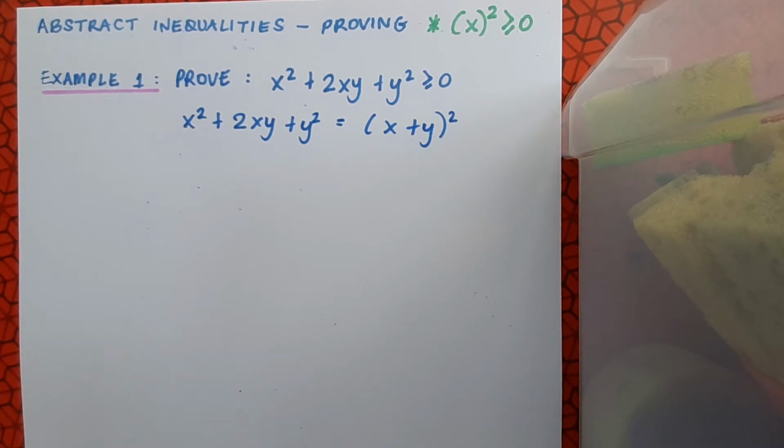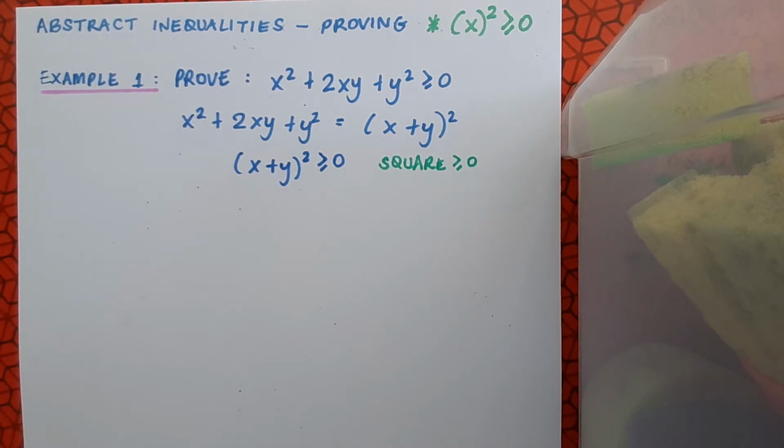Note that if I was to put that in on the left-hand side instead of the x squared plus 2xy plus y squared, (x plus y) squared is definitely greater than or equal to 0 because it's something being squared. So I can write that statement down. It's a good idea to just give a brief reason if you're making a statement. And my reasoning is just that a square is always greater than or equal to 0.